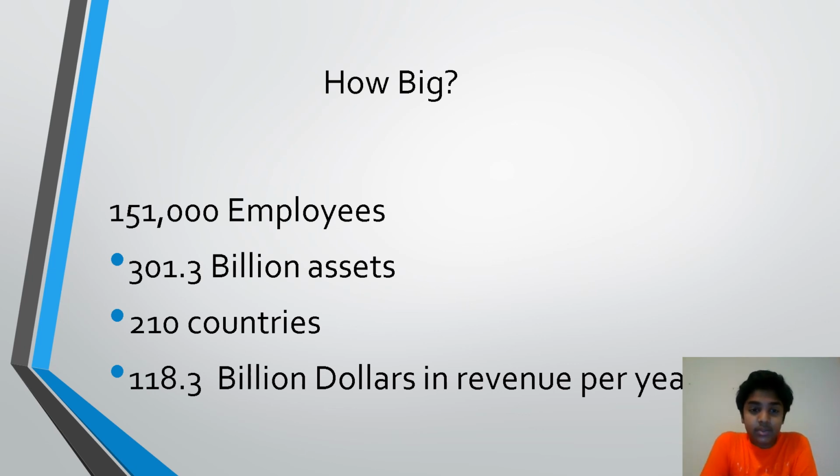Microsoft has 150 plus thousand employees. It has about $301.3 billion in assets. It's stationed in about 210 countries. It makes $118.3 billion in revenue per year, and the highest revenue that they made in a year is $124.3 billion.